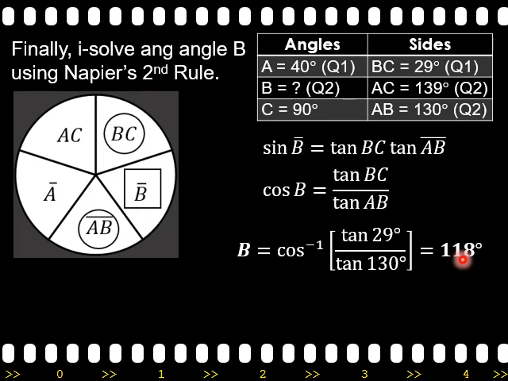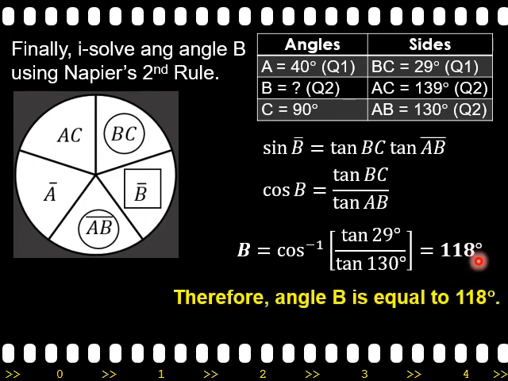Now, let's check kung tama. Okay? So, balik tayo dito sa ating table. Sabi dito, ang value dapat ng angle B is dapat nasa second quadrant. So, since yung 118 degrees is greater than 90 degrees, this means nasa second quadrant siya. So, therefore, angle B is equal to 118 degrees. So, tama yung answer natin. So, pwede natin ito ma-consider as final answer. And wala na tayong adjustments na gagawin.